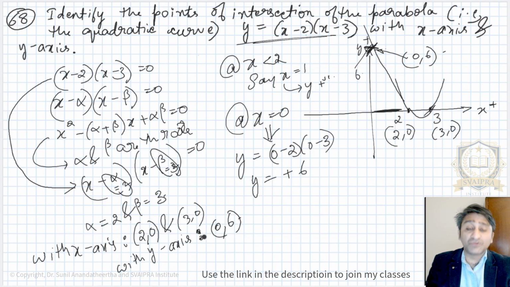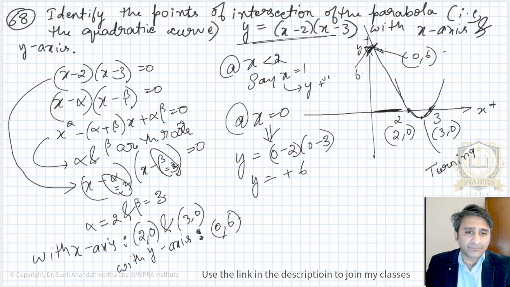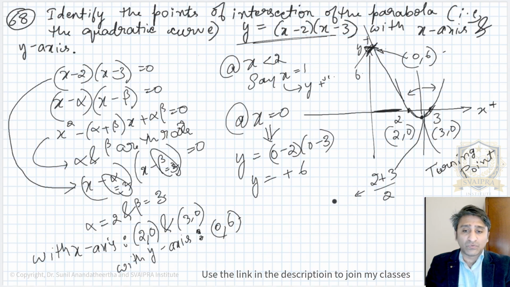Okay, we have found the solution. I want to take you one step further than what has been asked. The point where the parabola turns is called the turning point, and I'm going to find out exactly what that point is. It can be found pretty easily. Let's take the average of the two locations, because the parabola is symmetric about this line. So the x-coordinate must be the average of 2 and 3: (2 plus 3) by 2, which is 5 by 2, which is 2.5.